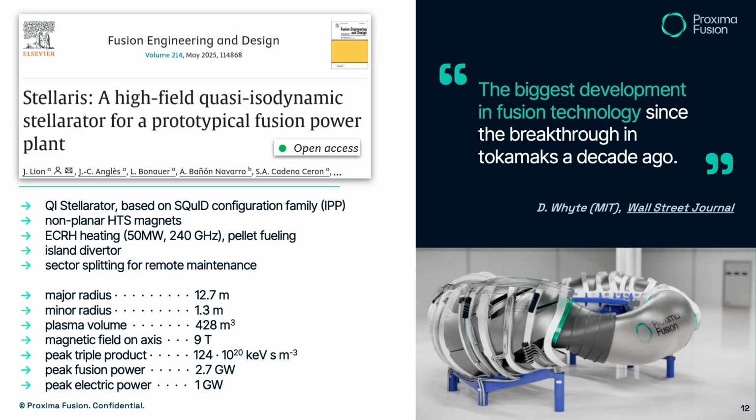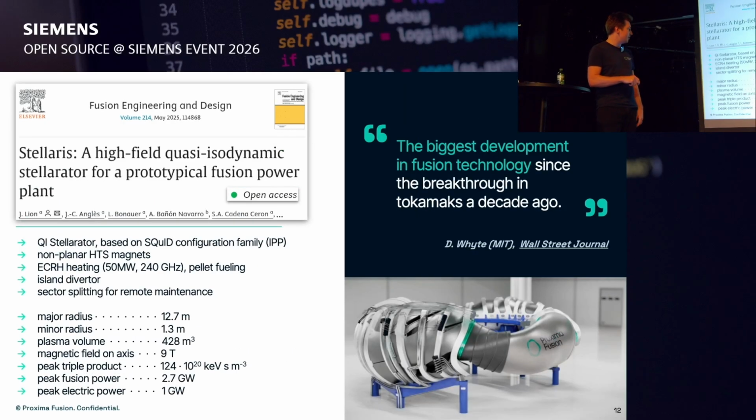And a couple of quick facts here. It's a quasi-isodynamic stellarator based on the so-called SQuID configuration family that was developed at the Max Planck Institute for Plasma Physics. So it's a collaborative effort that we did together with the research institute and KIT, the Karlsruhe Institute of Technology. It features these non-planar high-temperature superconducting magnets, uses microwave heating with 50 megawatts at 240 gigahertz, and pellet fueling, and has an island divertor, which is a certain way to reduce or get rid of the ash from the plasma.